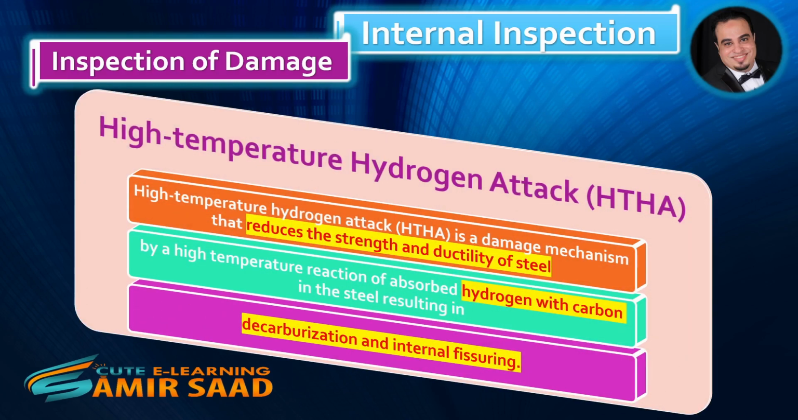High-temperature hydrogen attack, HTHA. HTHA is a damage mechanism that reduces the strength and ductility of steel, by a high-temperature reaction of absorbed hydrogen with carbon in the steel, resulting in decarburization and internal fissuring.